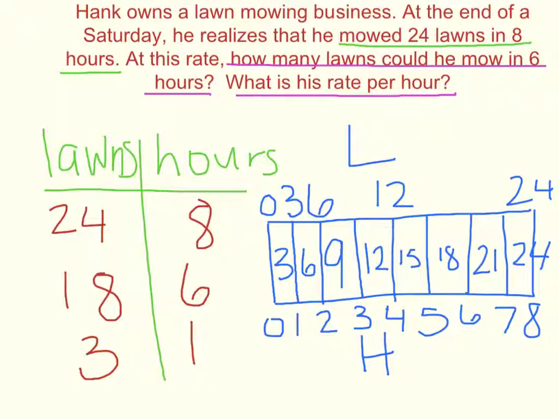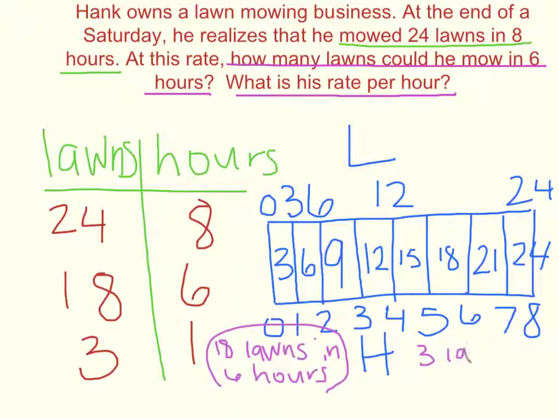And I'm going to write over here 18 lawns in 6 hours, and that's an answer. I can circle that. And I'm going to write the unit rate using the word per, 3 lawns per hour.